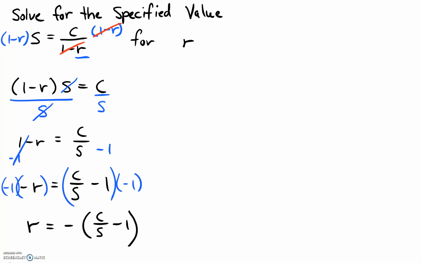You of course could find common denominators and combine the terms inside of the parentheses if you wanted to. But for a problem like this, I wouldn't do more work than you have to unless you're trying to match an answer. So r is equal to negative parentheses c over s minus 1. And that's your answer.